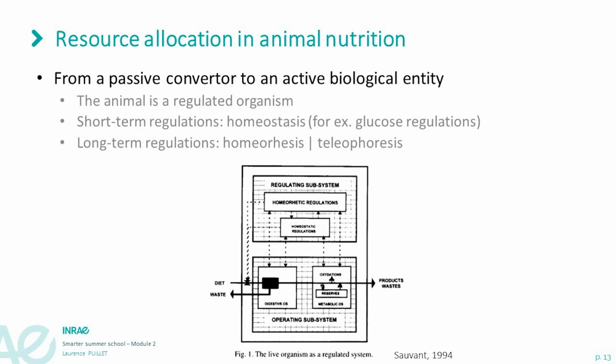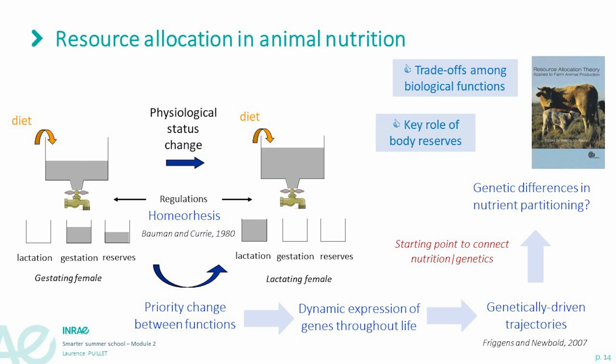And generally, we are considering 2 different types of regulation in nutrition. Homeostasis, basically what happens within your body right now. You have glycemia regulation. And long-term regulation. The name could be homeorhesis or teleophoresis, or teleonomic regulation, you may find different names, but just to say that it's long-term regulation. And what does this really mean, this long-term regulation?